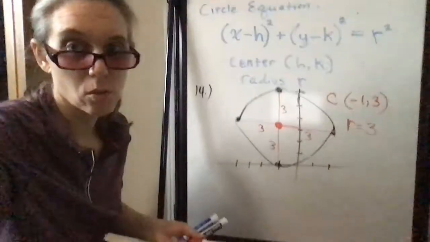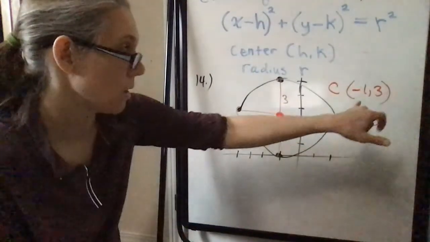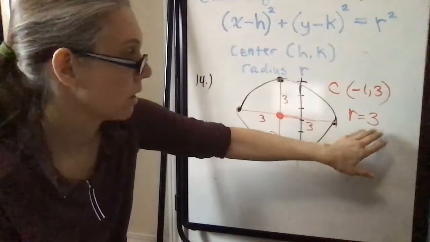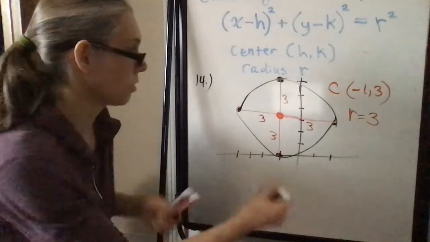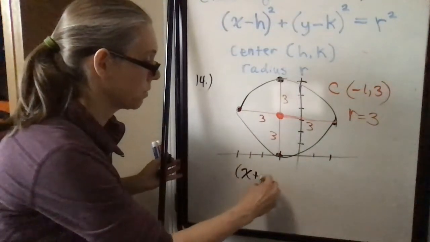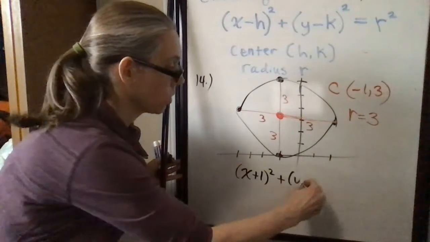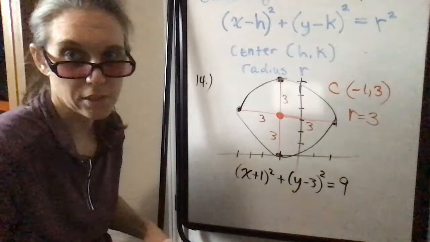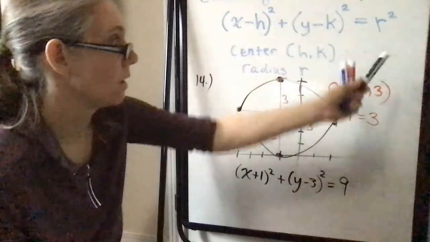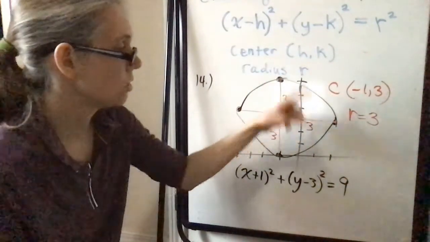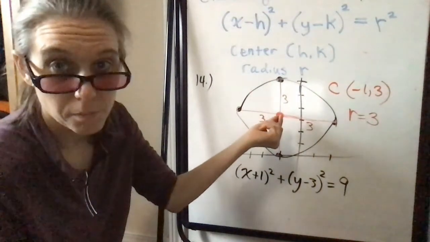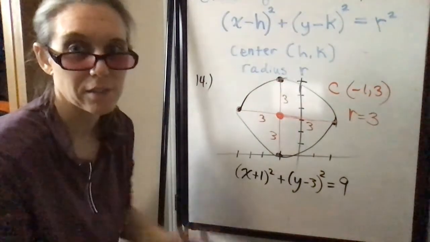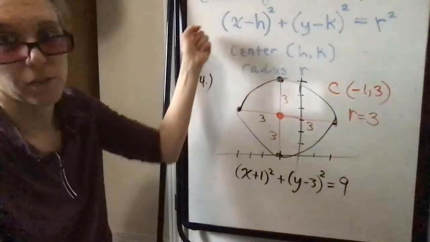So then to write the equation, all I have to do is plug in negative 1 and 3 for h and k, and plug in 3 for r. So my equation is x plus 1 squared plus y minus 3 squared is equal to 9. I just plugged these values right here into that. So this should be pretty simple. You should be able to tell where the center is. It's in the middle. Figure out the distance from the center to one of the edges, and that's your radius. Plug it into this formula right here.